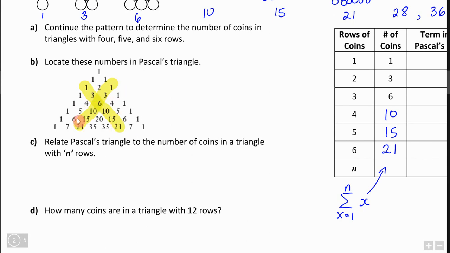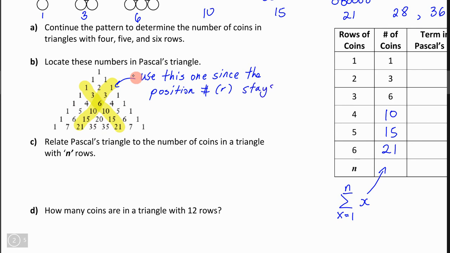And the reason why is because this diagonal of numbers has a constant row number. R is constant. So I'm going to say here, use this one since the position number R stays constant.